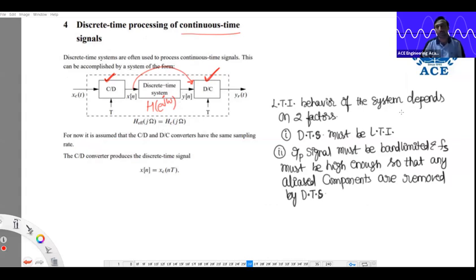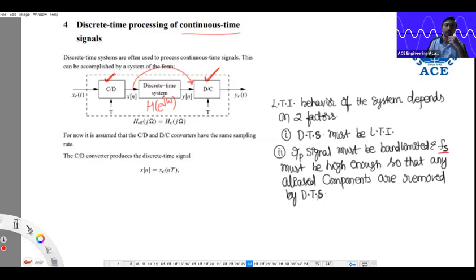So the LTI behavior of the system depends on two factors here. One factor is that the discrete time system must be LTI. The input signal must be band limited, because our sampling theorem condition is applicable for band limited signals only. Sampling rate must be high enough so that any aliasing components are removed by discrete time signal processing. Everyone recollect what is the advantage of oversampling.